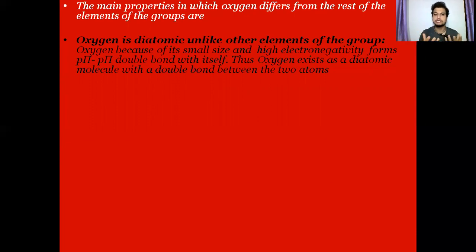But remember that this is possible only if the two atoms come very close to one another, so that the remaining p orbitals form lateral overlapping. That is possible in oxygen because of its small size. If you go down the group to sulfur, selenium or tellurium, as the size increases there will be no effective overlapping. Although they can form a sigma bond, they cannot form a pi bond because their size is big and they cannot come very close to one another. As a result, they will not be able to form multiple bonds. Since this double bond is formed by two p orbitals overlapping with one another, we call it a p-pi double bond. That is the reason why oxygen exists as a diatomic molecule, with a double bond between the two atoms.